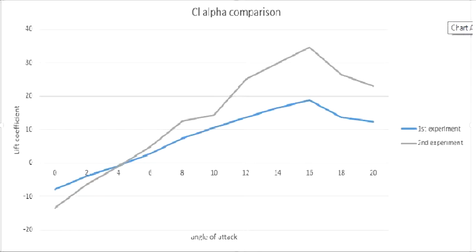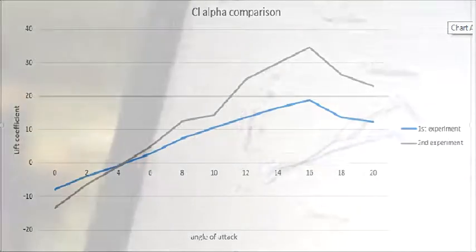From this graph, we also see the effect of the different Reynolds numbers from two experiments. The second experiment, which we tested at a higher Reynolds number, gives a higher slope of the CL alpha curve. We can conclude that a higher Reynolds number will result in an increase of the lift coefficient.